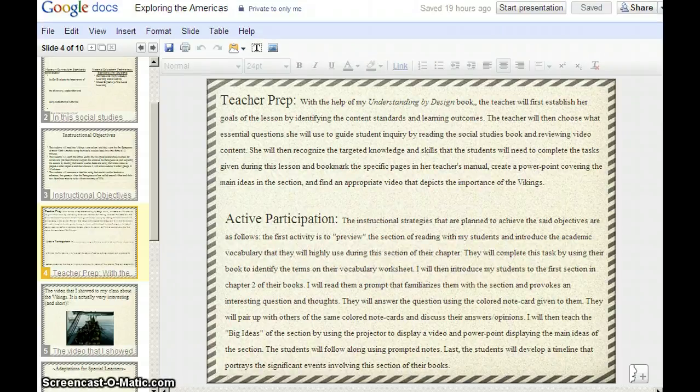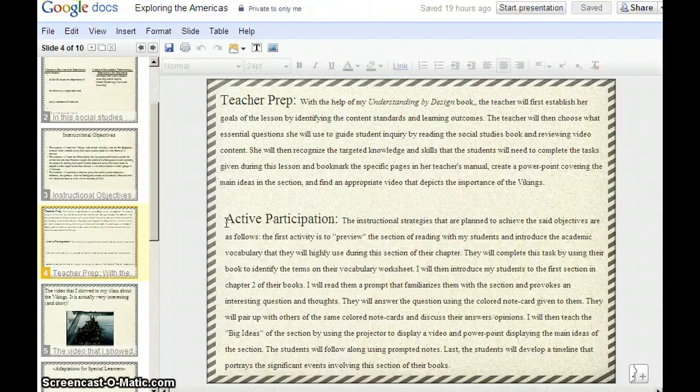And then I also had to find an appropriate video that depicted the importance of the Vikings and that also kind of grabbed their interest. The active participation throughout this lesson was planned as follows. First, the students were previewed the section of the reading, and I gave them the 3 main objectives, as well as I introduced the academic vocabulary that they would be using during the section of that chapter. They then completed a task by using their book to identify the terms on a vocabulary worksheet.